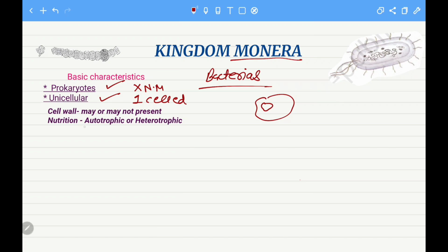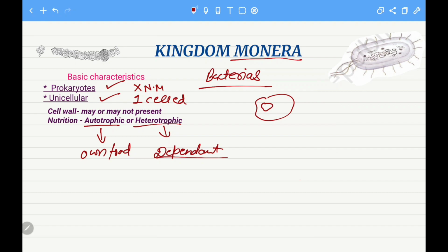Nutrition: there are two types of nutrition methods, autotrophic and heterotrophic. Autotrophic organisms, which can prepare their own food, are called autotrophs, and heterotrophic organisms are dependent on autotrophs for their survival. So those which are dependent on others for food are termed heterotrophic, and those who can make their own food by inorganic reactions or by photosynthesis come under autotrophs. So bacteria are divided as autotrophic and heterotrophic. Both kinds of bacteria are included in Kingdom Monera.